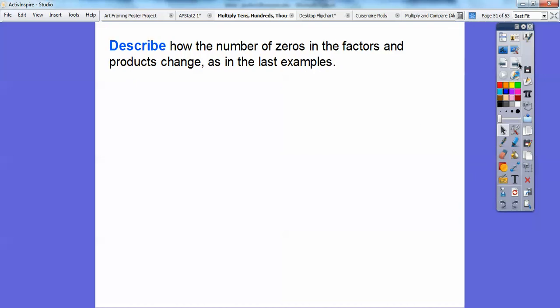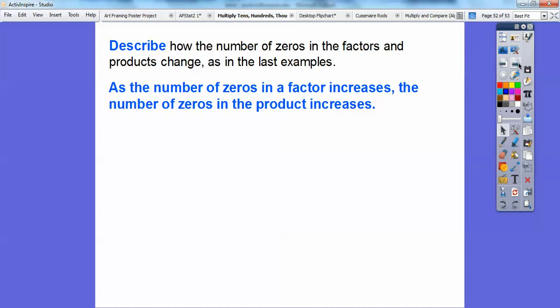Okay, all right, so describe how the number of zeros in the factors and the product changes as in the last examples that we did. Okay, so as the number of zeros in the factor increases, so does the number of zeros in the product. So when you're multiplying like times 50 or times 500, it just keeps adding the zeros on.